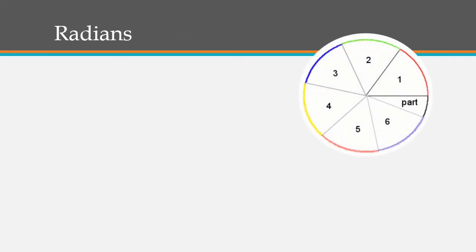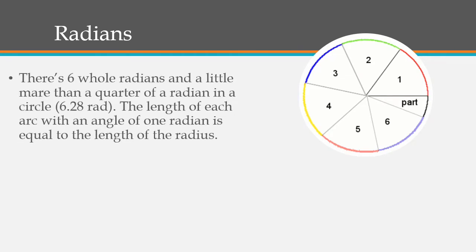So here we have a circle, and as you can see, it's cut up into 6 parts, and you have one little section left over after that. Each one of these colors along the circumference represents the length of 1 radius. These 6 equal parts are each 1 radian, and that little part that's left over is a part of a radian. Let's see why. So there's 6 whole radians and a little more than a quarter of a radian in a circle, 6.28. The length of each arc with an angle of 1 radian is equal to the length of the radius of the circle.